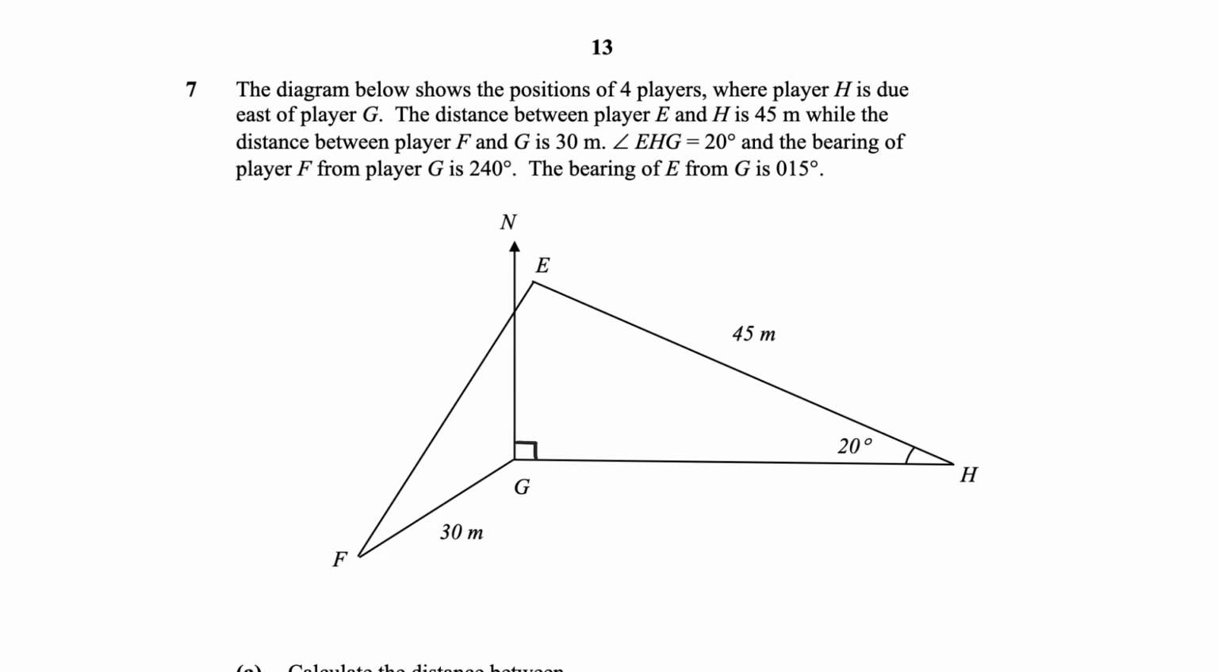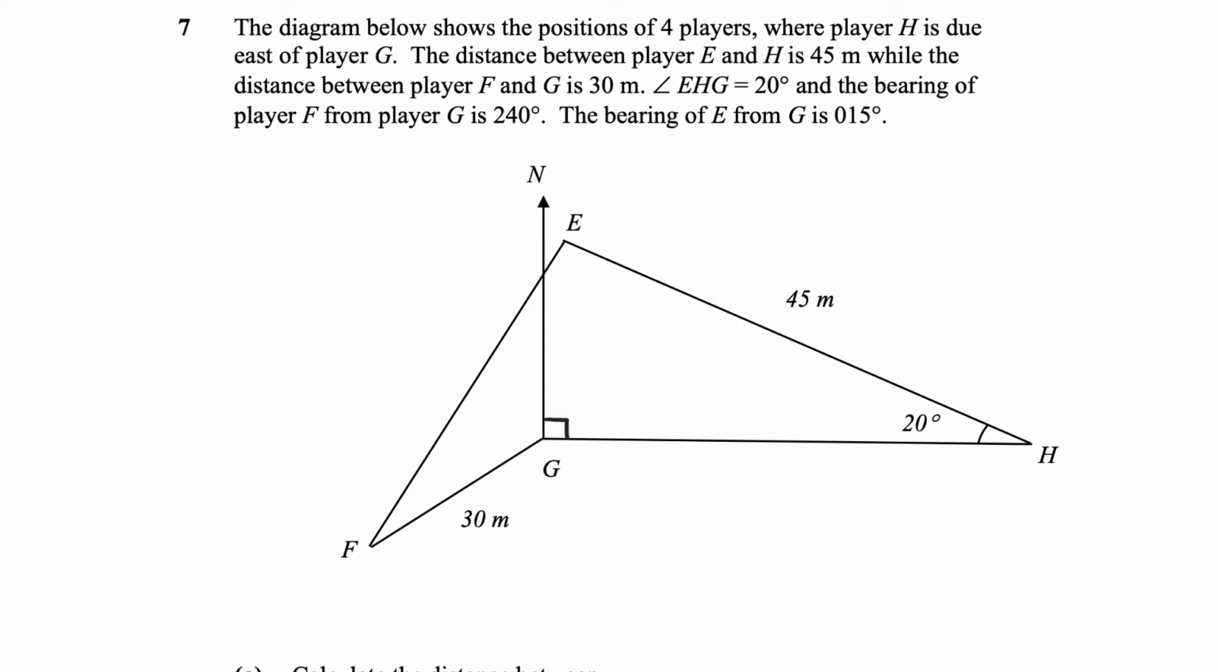And then it also says that the distance between player E and H is 45 meters, okay. Distance between player F and G is 30 meters, okay. EHG is 20 degrees, and the bearing of player F from G is 240. They didn't label this one, so we should label it. Bearing of player F from G, so from G we go to player F, is 240 degrees.